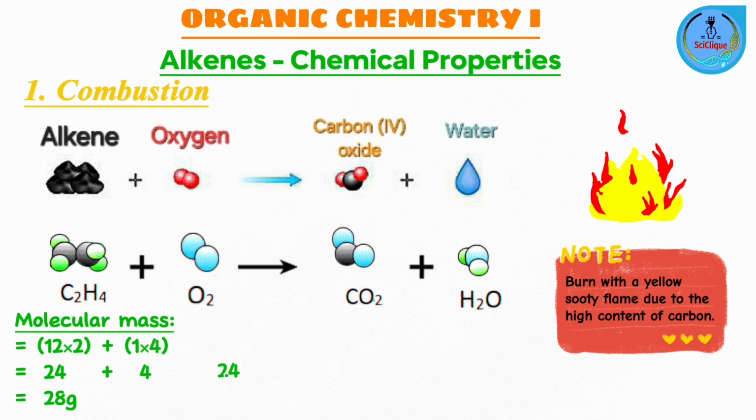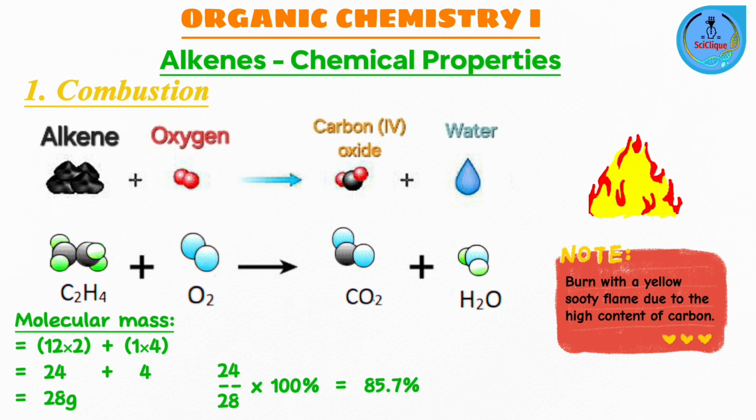If we were to convert this to percentage, we will end up having a percentage of 85.7%. Quite a high content of carbon, right? So because of this, you end up having alkenes burning in air with yellow sooty flames. They are yellow because you have the carbon particles that are glowing and they are sooty because of the unburnt carbon particles.